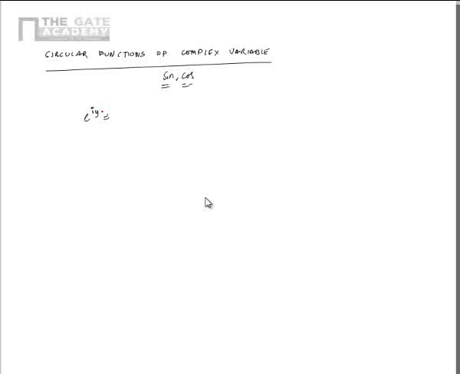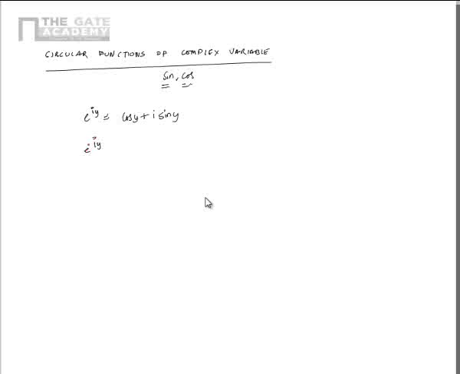So now let's see the circular functions of complex variable z. Circular means sine and cosine functions of z. Now let's derive that. So e power iy, we know that it's cos y plus i sin y.